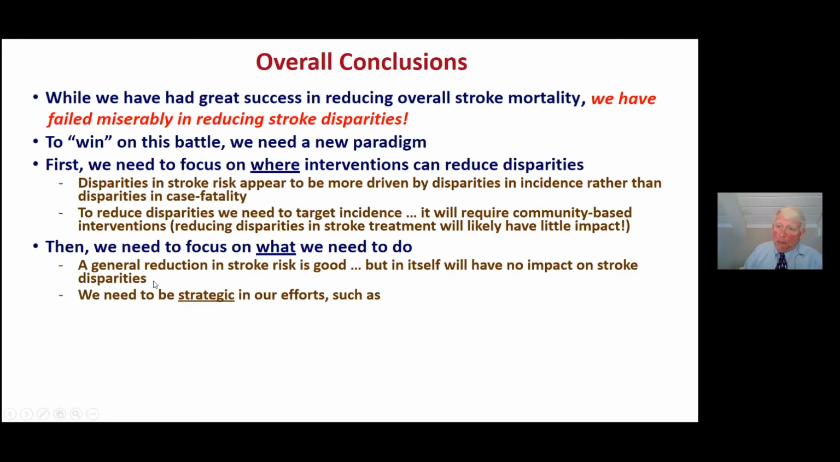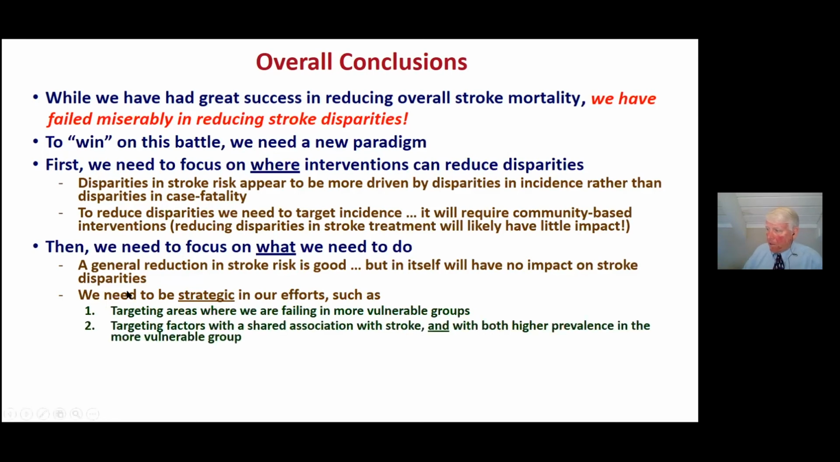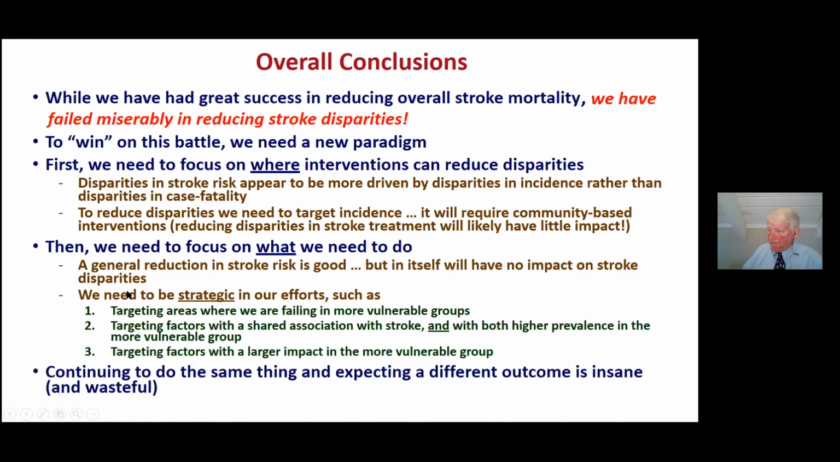If we want to have an impact on the disparities, we need to be strategic and target our interventions on the disparities, not reducing the burden of stroke, but reducing the burden of stroke in these high-risk groups. We do that by targeting areas where we're failing in treatment, targeting areas where the high-risk group has a higher prevalence, and targeting areas where the high-risk group has a higher susceptibility. Continuing to do the same thing and expecting a different outcome is insane and wasteful. And so with that, that's really the end of it.